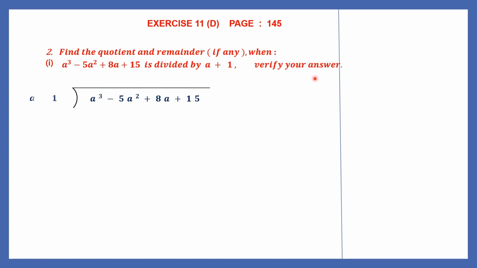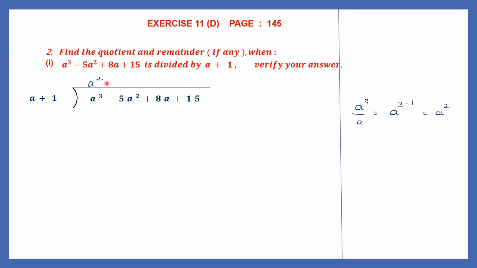So we have our dividend and we have our divisor. Take the first term of the dividend and divide it by the first term of the divisor. That is a cubed divided by a. So this is a to the power of 3 minus 1 because it's division. So a square. Now take that and put it in your quotient, a square. Now you have it in the quotient.